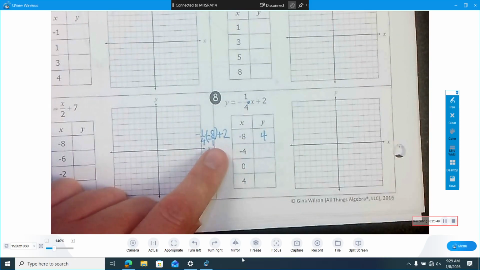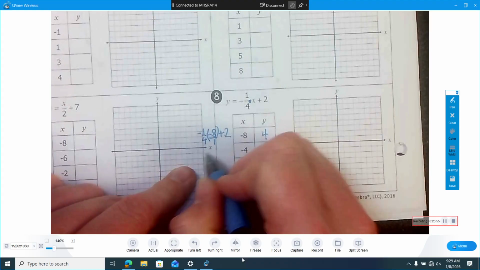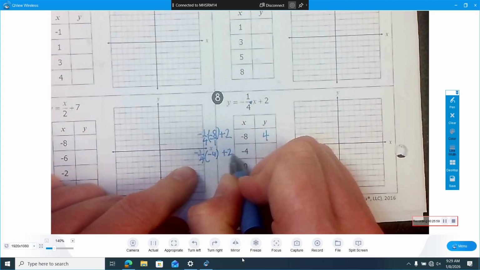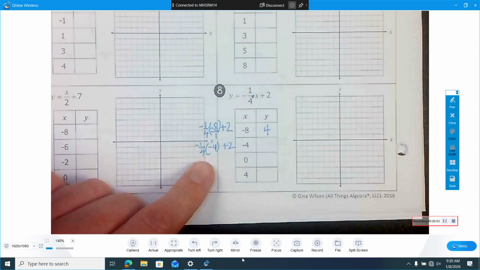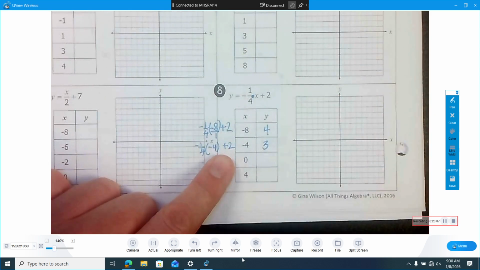Could you use your calculator if you needed to? Yeah, sure. I'm going to plug in a negative 4. Negative 1/4 times negative 4 plus the 2. What is negative 1/4 times negative 4? Positive 1. Very good. Plus 2. 1 plus 2 is 3.